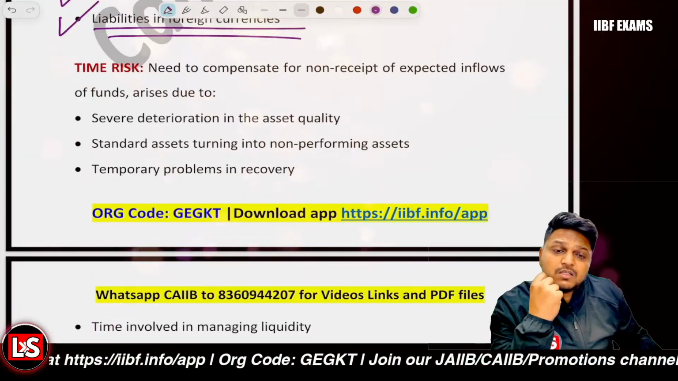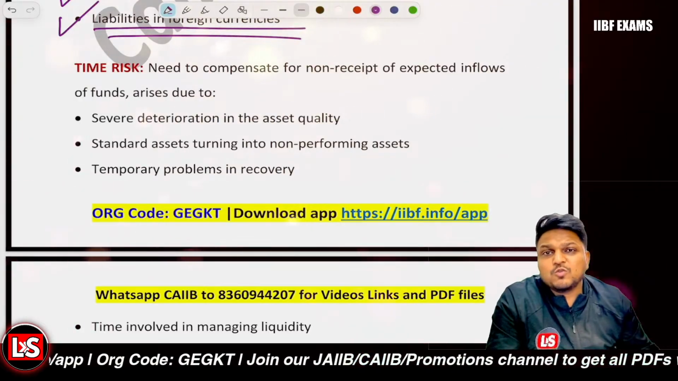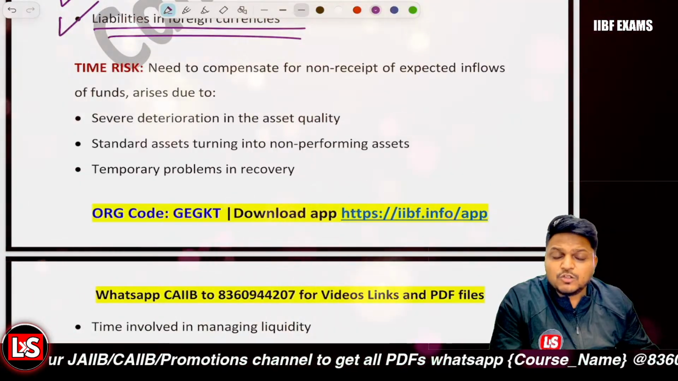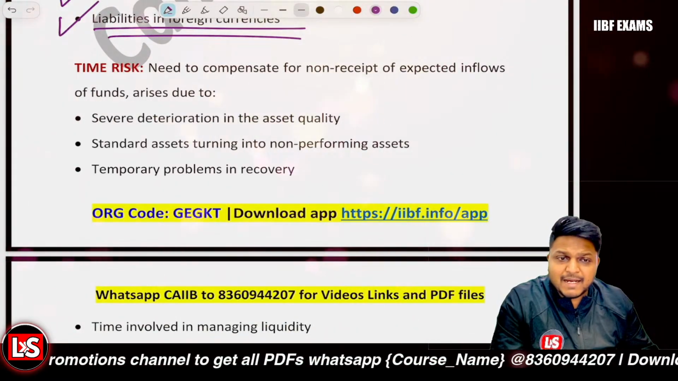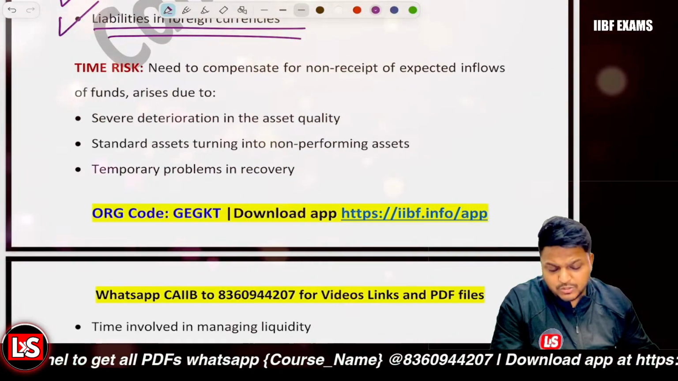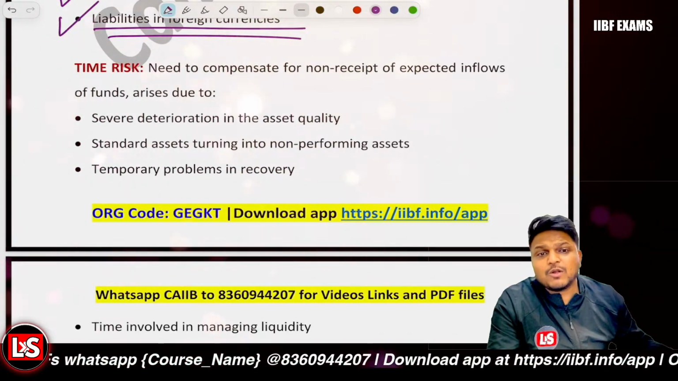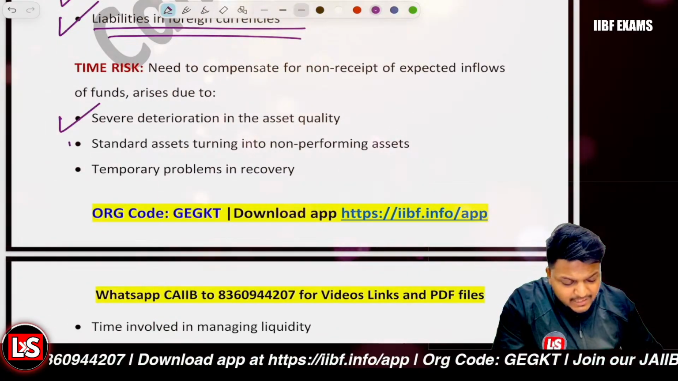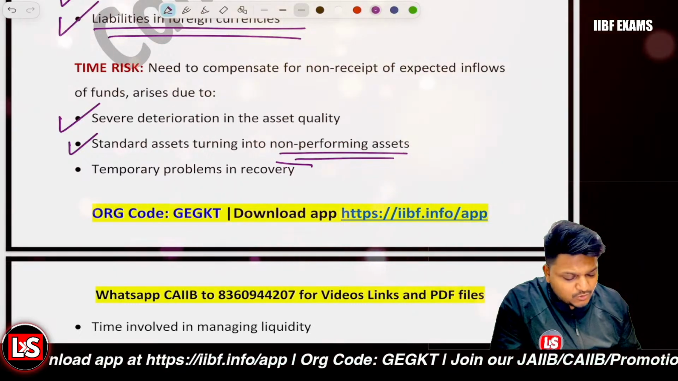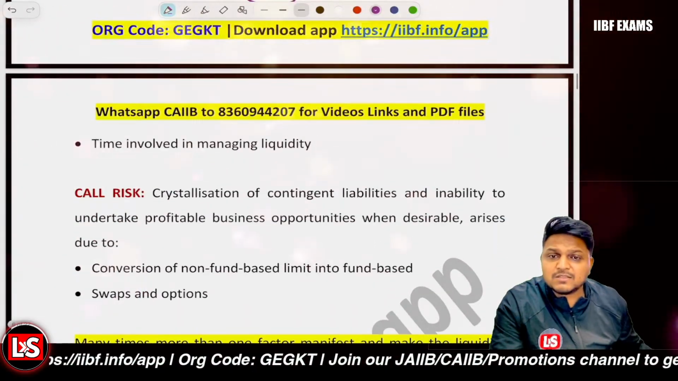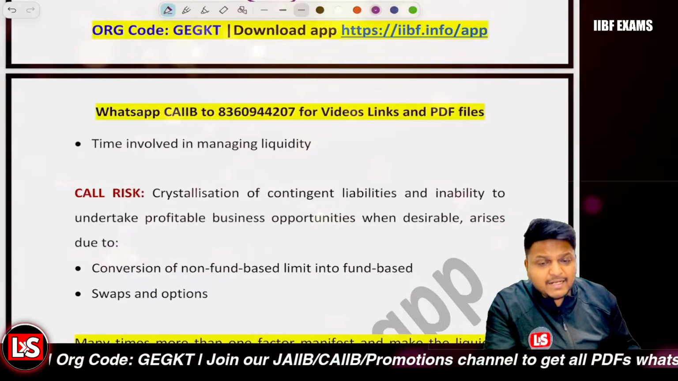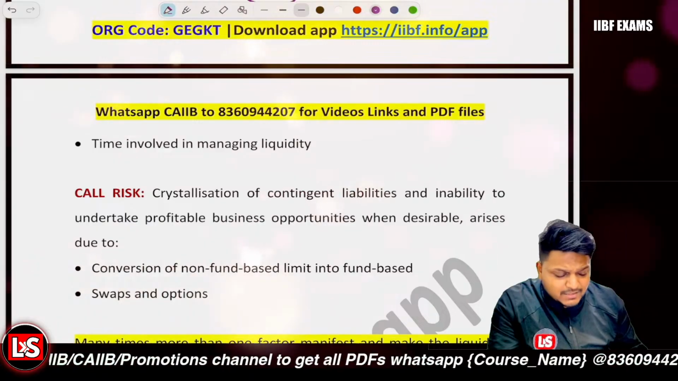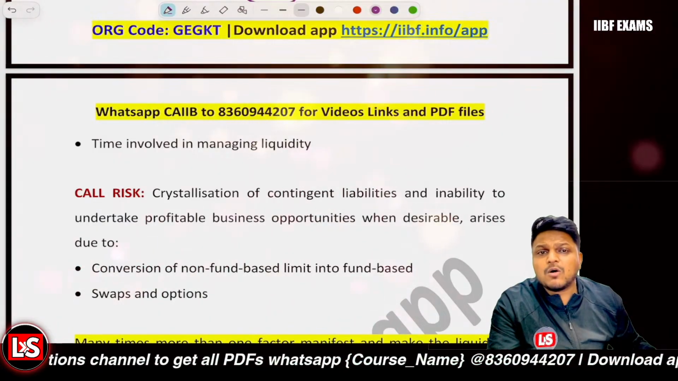Time risk means there is a delay in the expected cash inflows. Like you were expecting that the cash inflows will be there, but there is a delay, due to which a timing mismatch arises, and that affects the liquidity position. There could be multiple reasons. Let's say the asset quality is deteriorated, your loans are turning into non-performing assets, or recovery delays are there, or you have weak credit monitoring, let's say ineffective follow-up. So that's the case. And the third one is call risk.